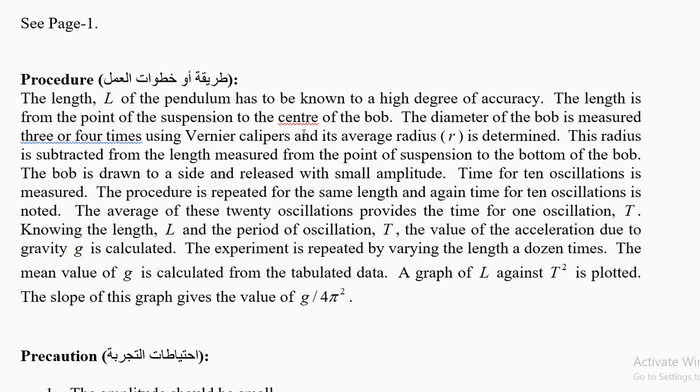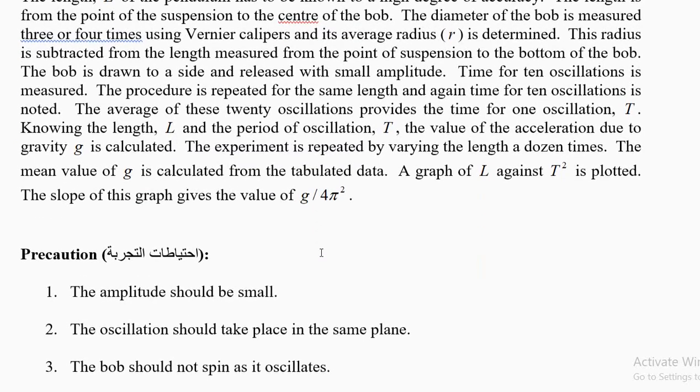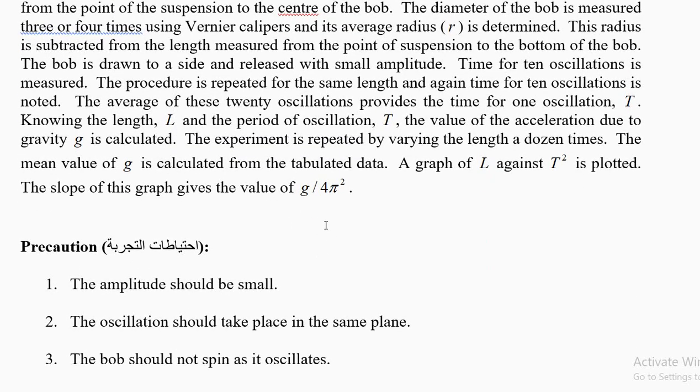If you want to be very careful, you should know the diameter of the bob which is hanging with the string. Otherwise, it's okay. Then do the graph and all the calculations. A graph of L versus T² is plotted. The slope gives the value of g by 4π². Multiply the slope by 4π² and it will give you the value of g.